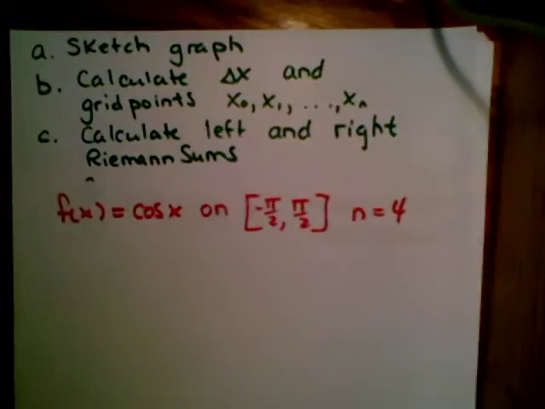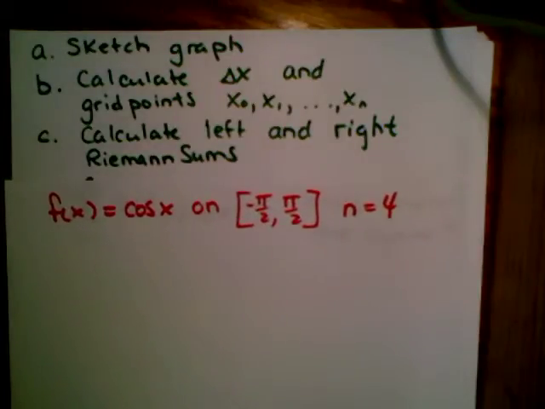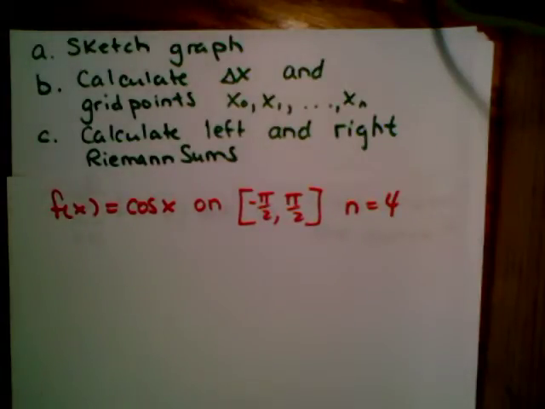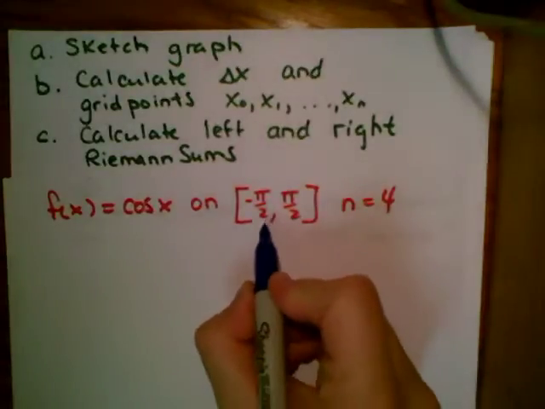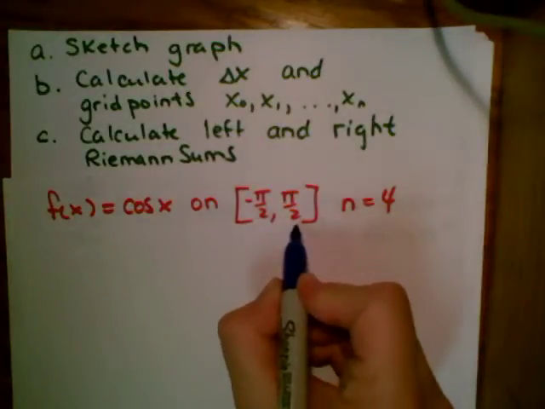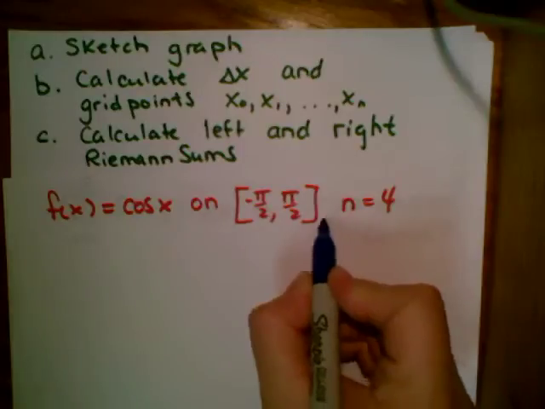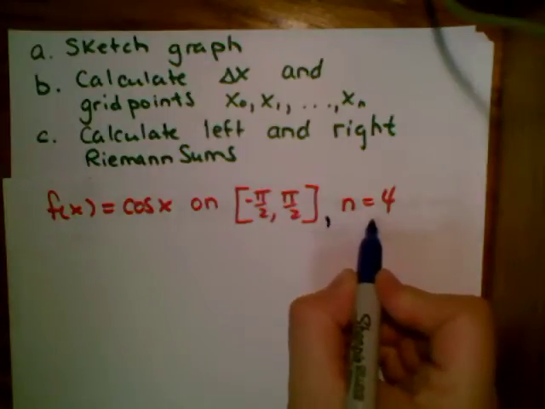For this example, we're going to let f of x be the transcendental function cosine of x. The closed interval will be negative pi over 2 to pi over 2. So that's a and b. And we're going to create 4 subintervals, so n is 4.